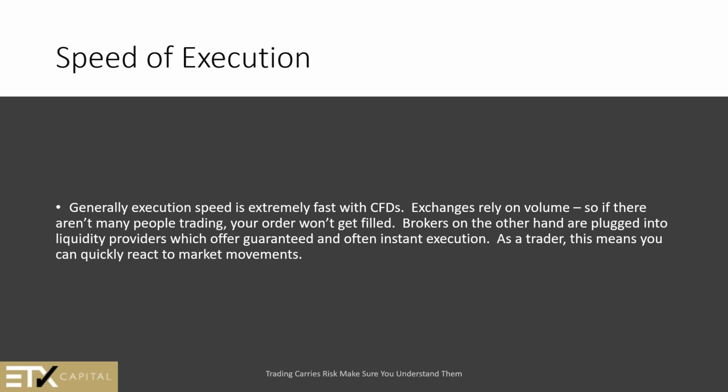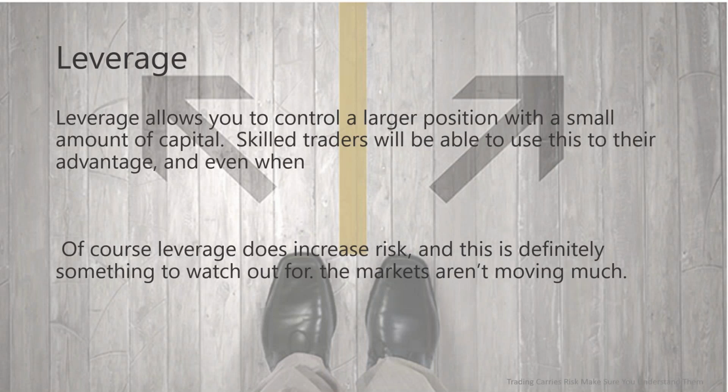Now, generally, execution speed is extremely fast with CFDs. Exchanges, though, rely on volume. So if there aren't many people trading, your order won't get filled. And finding the exchange you want to trade on and understanding how that exchange works, and there's many different types of exchanges, can be quite cumbersome. Sometimes it can take 1 or 2 days to finalize a transaction. Brokers, on the other hand, are plugged into liquidity providers, which offer guaranteed and often instant execution. As a trader, this means you can quickly react to market movements.